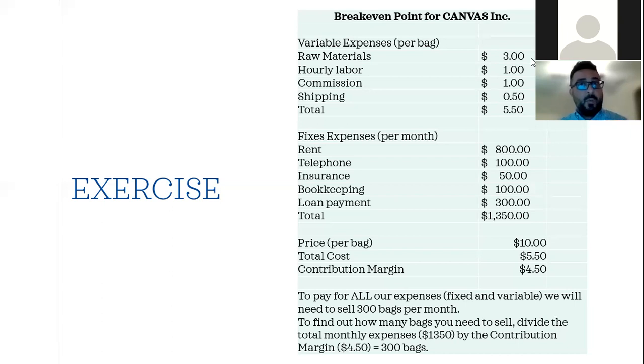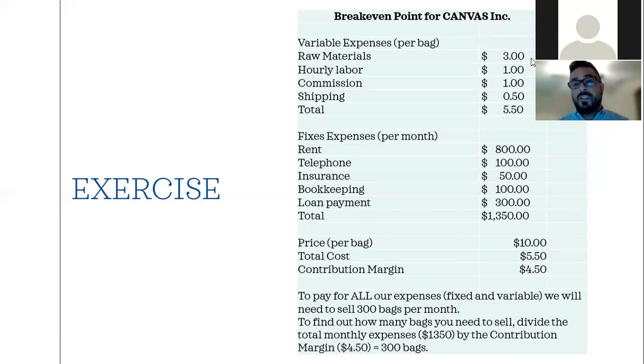Basically the way we did that is, to find out how many bags we needed to sell, we divided the total monthly expenses, which was $13.50, by our contribution margin, what we had left over after we paid for the manufacturing of that bag. Once again, $10 a bag, it cost us $5.50. We have $4.50 left over, which we are calling the contribution margin.